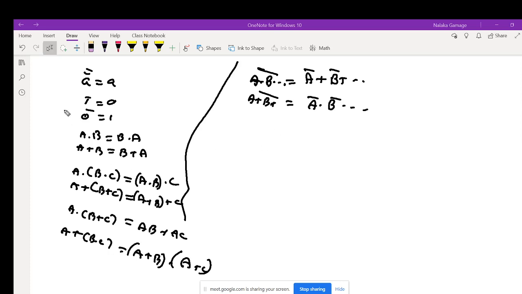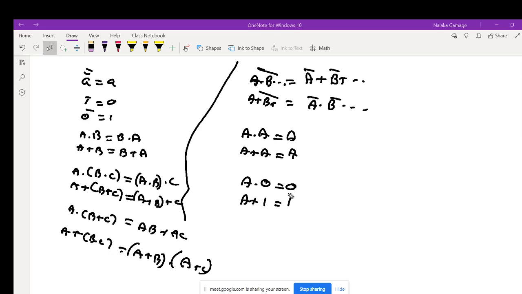Then you can play A with A bar, A with 1, A with 0. A dot A is A, A plus A is A. When I say A dot A, I always remember A intersection A is A union A is A. Then A dot 0 is 0. It's something like A intersection empty set is the empty set. And then A plus 1 is 1. It is something like A union universal set is the universal set.